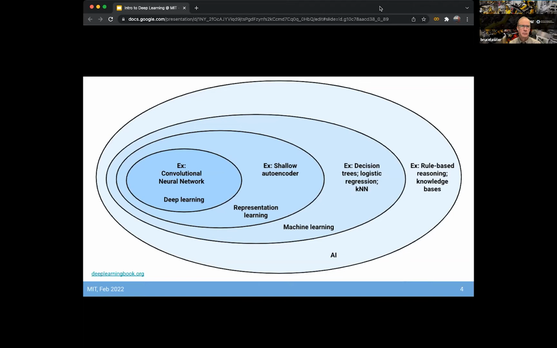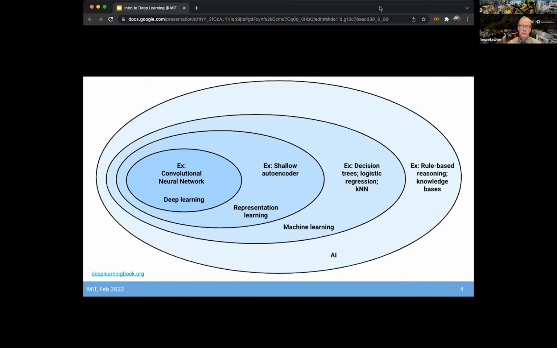So the outermost circle is AI, and this is this very broad general field that's been around for a very long time. And the way to do AI research is basically think of a problem that people are good at, but computers are bad at, and solve it in any way you like using any technology you like. And that can include something like a rule-based reasoning system, or it could include a minimax tree search if you're playing a game of chess, or whatever you like.